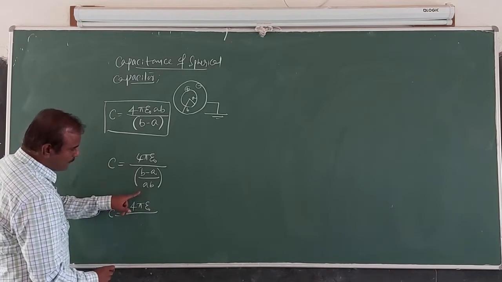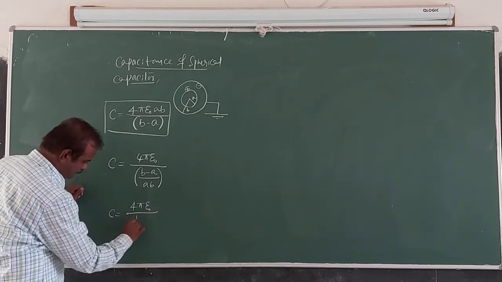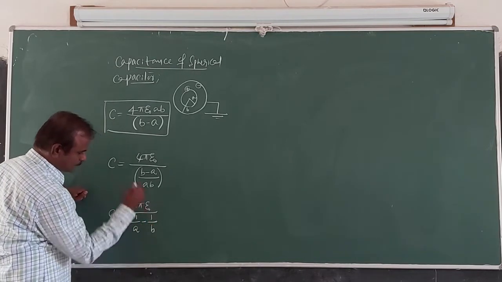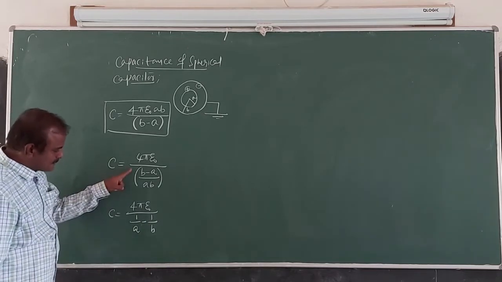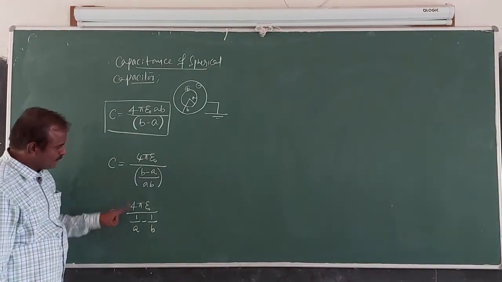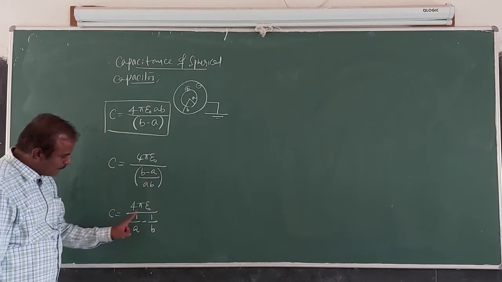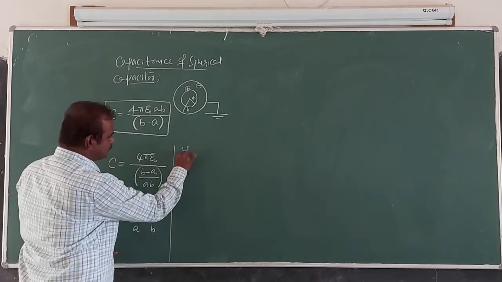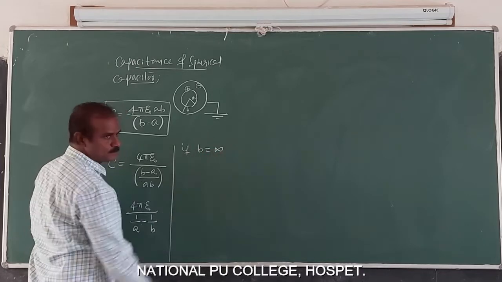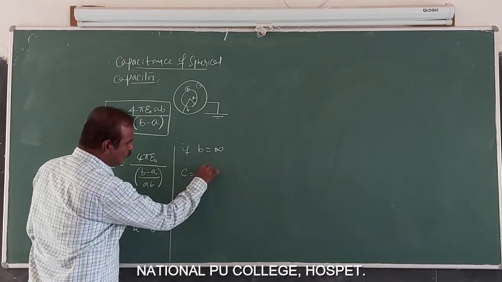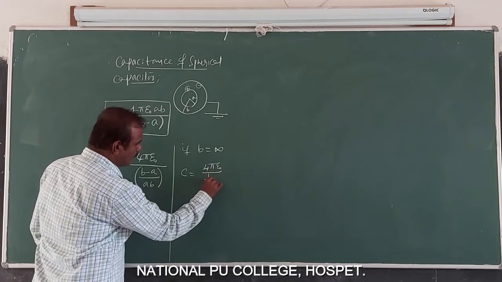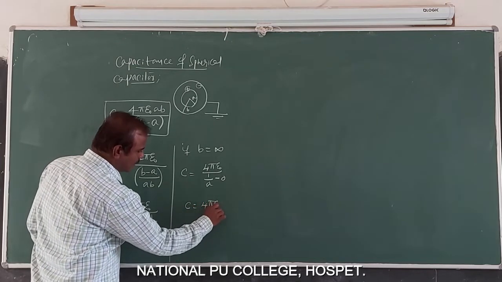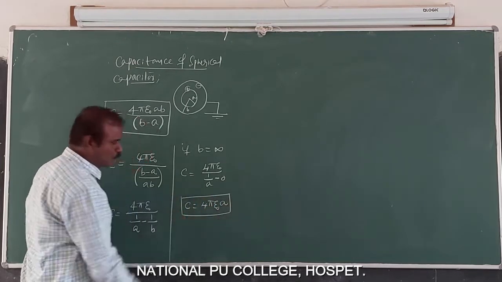This is 1 by B minus 1 by A. This is rewritten mathematically in this form: B minus A by B, because AB is the LCM, B minus A. Now, why is it written so? Because if B is equal to infinity, assume, then you will be left with 4 pi E naught by 1 by A minus 0. This is the same as 4 pi E naught A. This is the formula you will be left with.